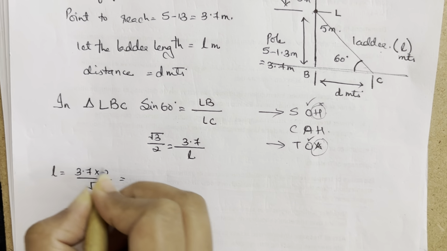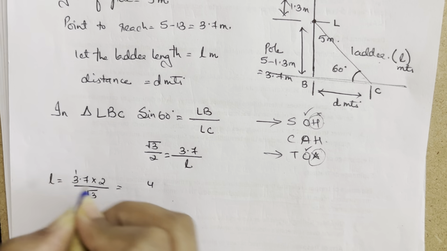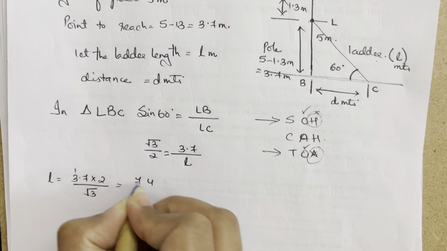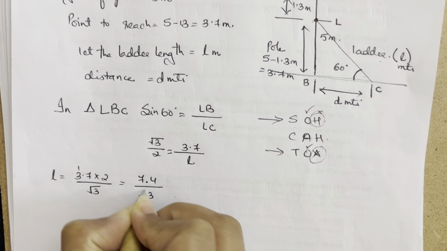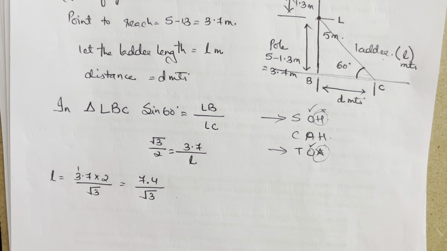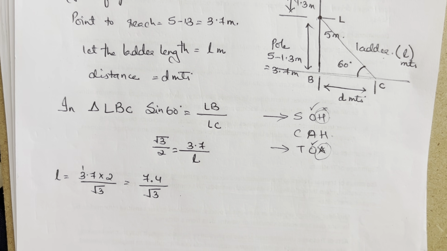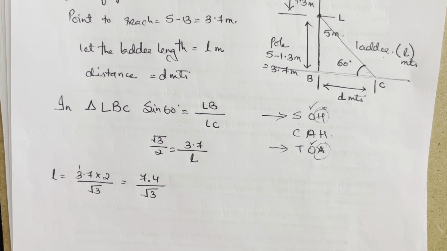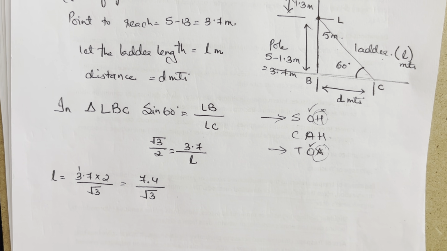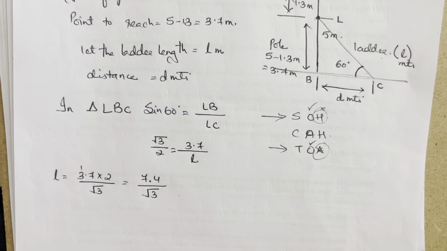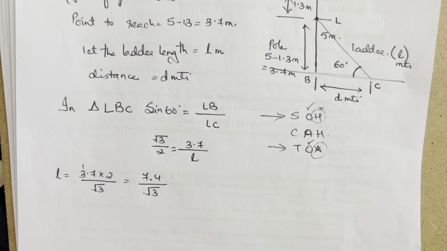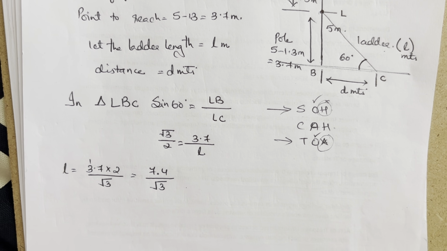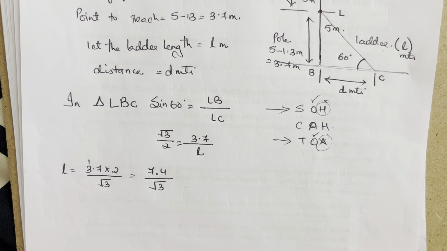Okay, that becomes how much? That becomes 4 and 1, 2 ones, 2, 3, 6, 7. 7.4 upon root 3 is what you get here. Now we cannot leave the answer as a fraction. Why can we not leave it as a fraction? Because it is not a rational number. Having a fraction, it is not acceptable to have a rational number at the bottom.